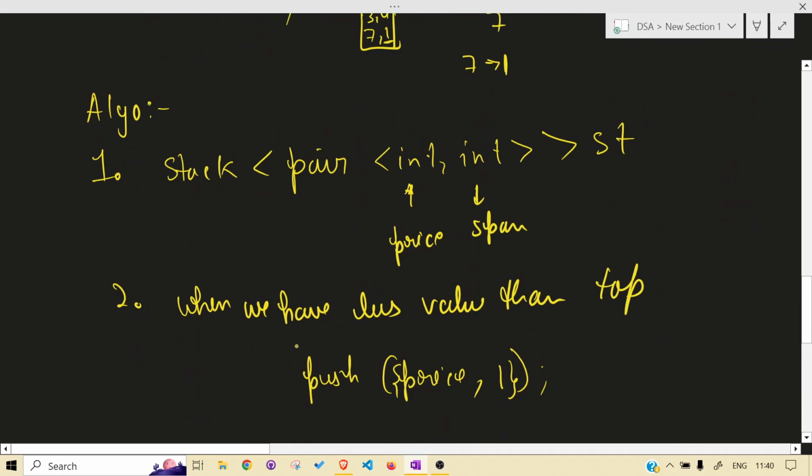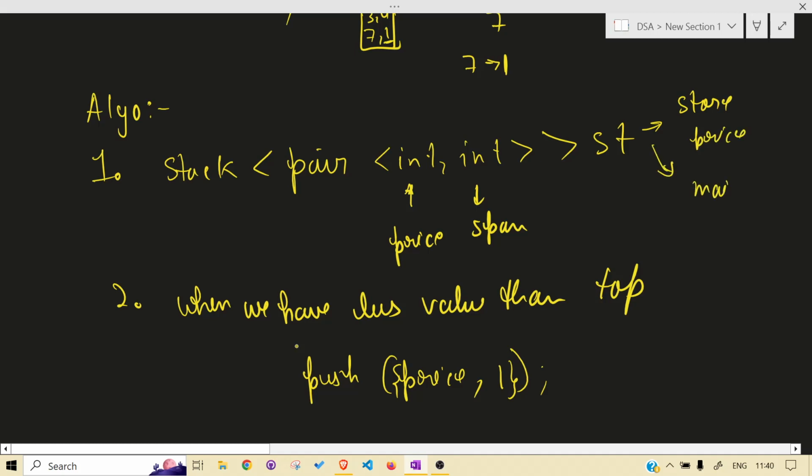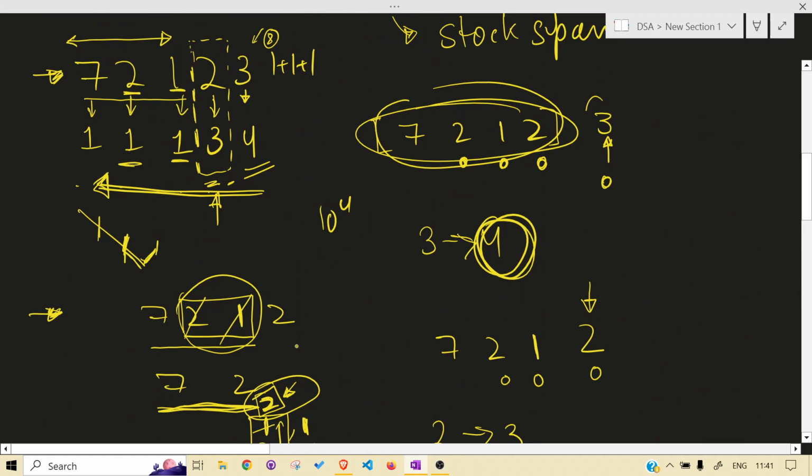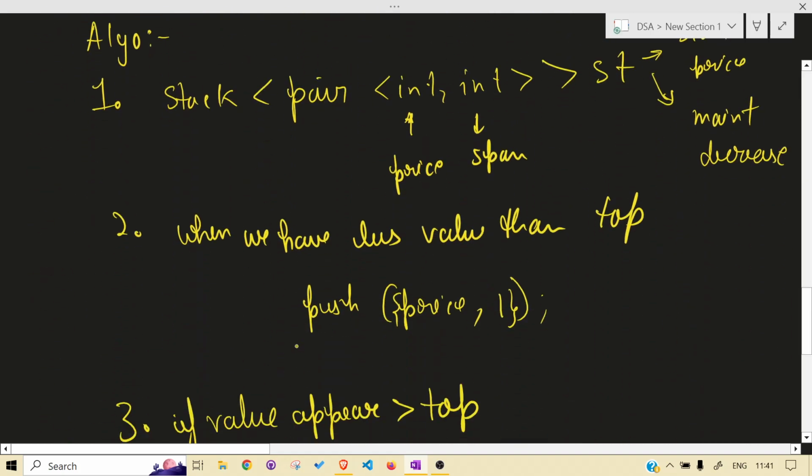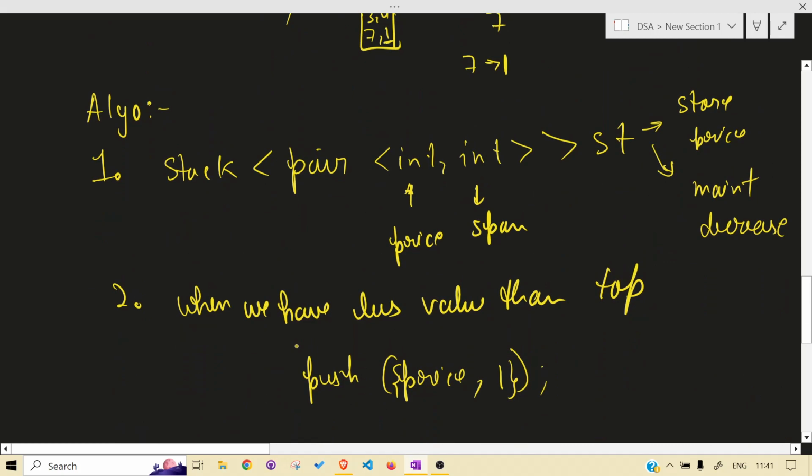We are making a stack. Why are we making a stack? To store the prices and to maintain decreasing order. Why? Because in decreasing order we don't have to do anything, since they will always have a span of 1, as I discussed over here. This will never be greater than this. When this value occurs, we have to see how many prices it is greater than. That's why we are using a stack, to store the previous prices and also to maintain the decreasing order.